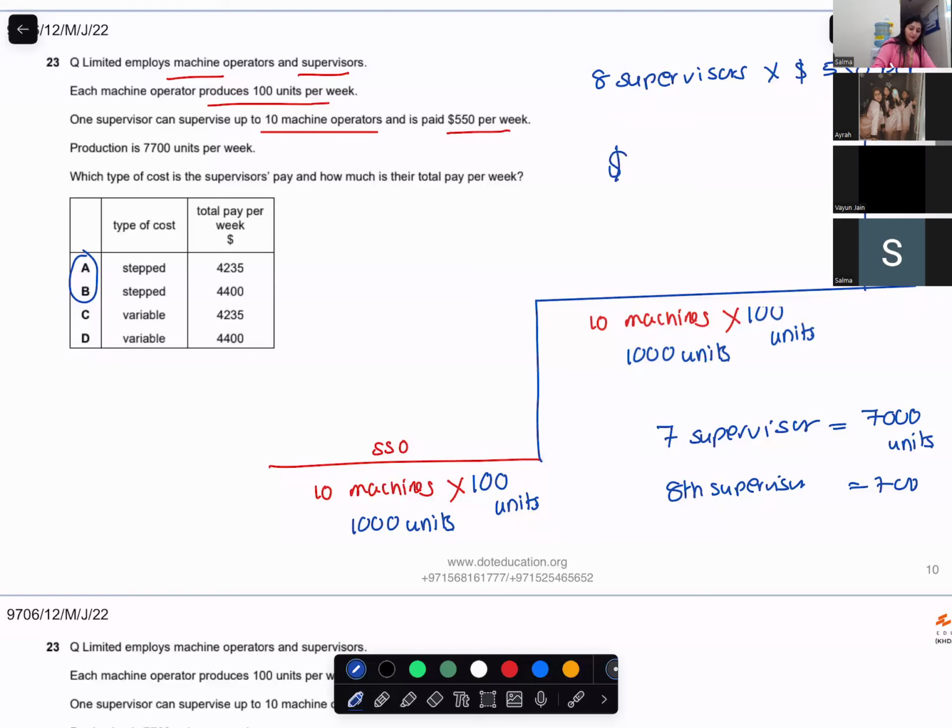So the pay would be $4,400 per week. It's a stepped cost and it will be $4,400 per week. Per week, yeah. Are you with me? Yeah.